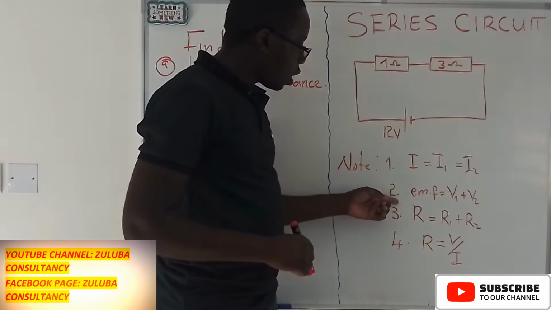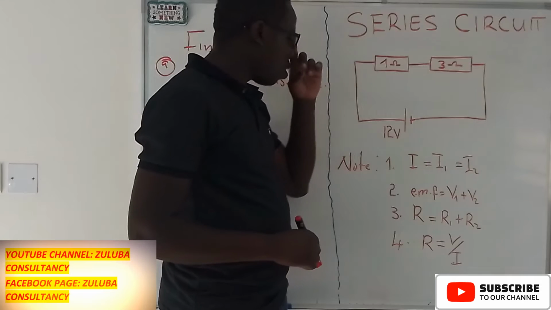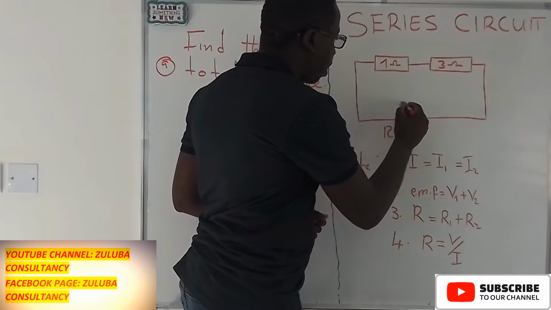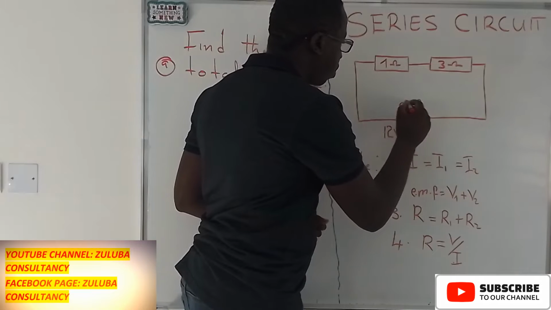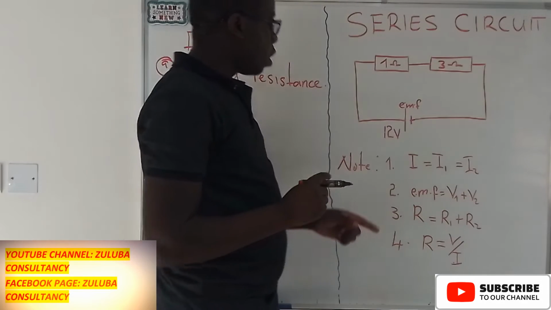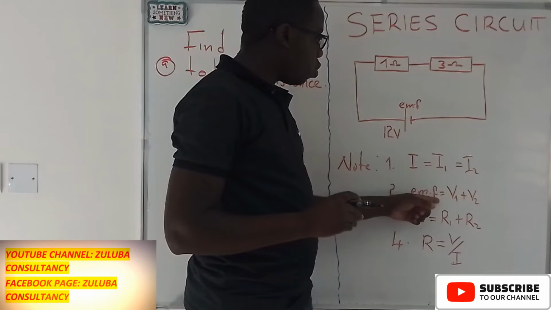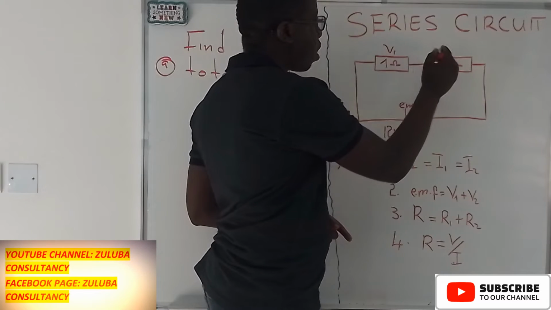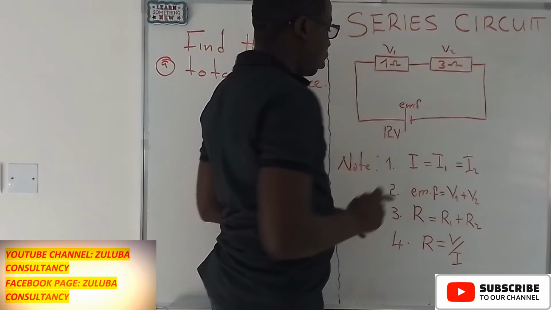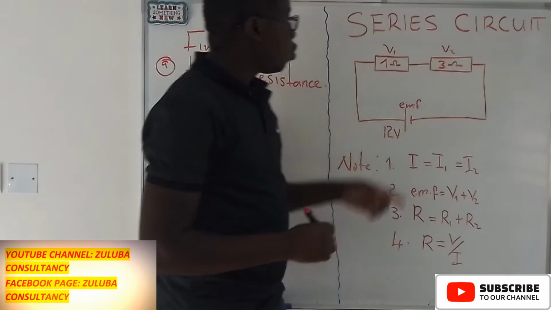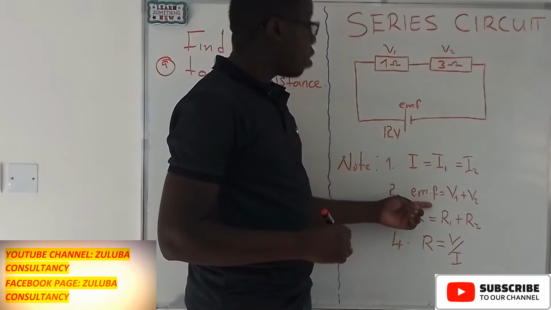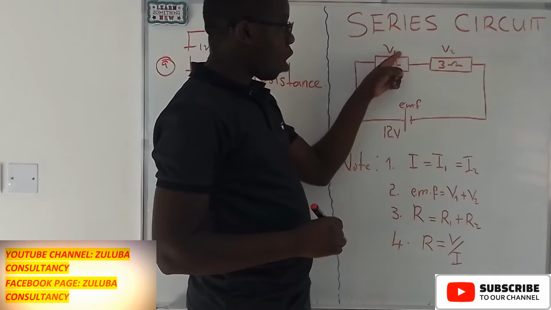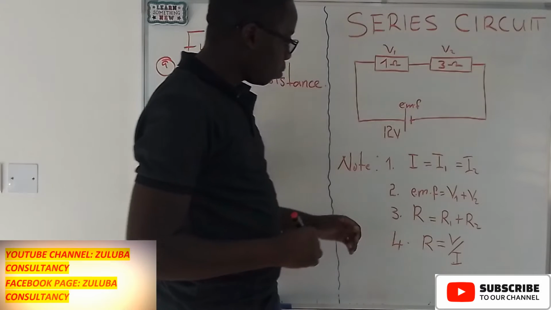The second point that we ought to know under series circuit is the EMF, which is the electromotive force, which is in the cell here, is equal to V1, which is the voltage in resistor 1, plus the voltage in resistor 2. So this is the second point that you need to know. EMF is equal to V1 plus V2.